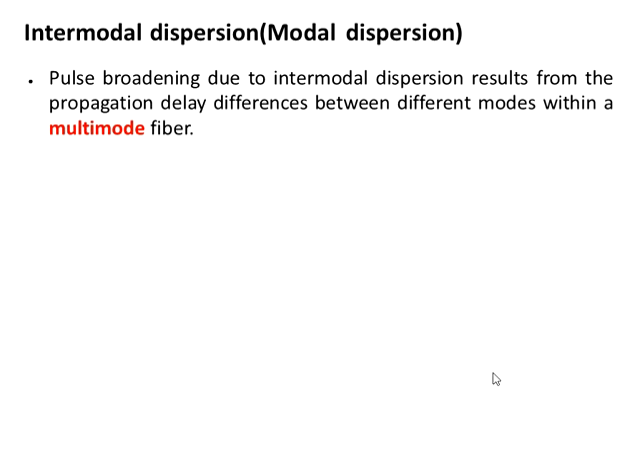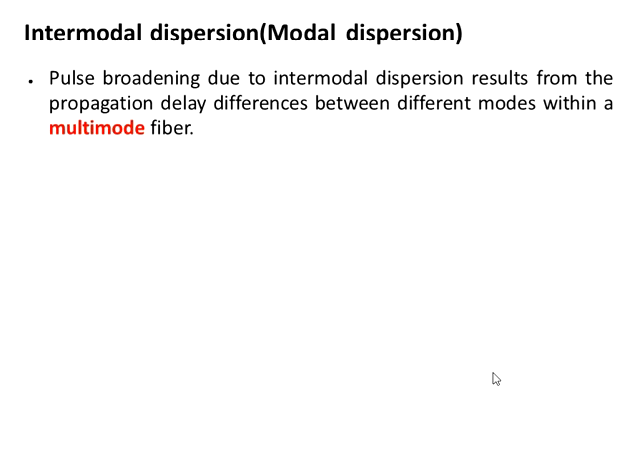Now, when the light is transmitted through the fiber, different modes will propagate through different angles, and because of that the distance travelled by each mode will be different. So if you consider a step index fiber, then the velocity of all the modes will be the same, and because of that they will reach the end of the fiber at different times. So this will cause dispersion in the fiber.